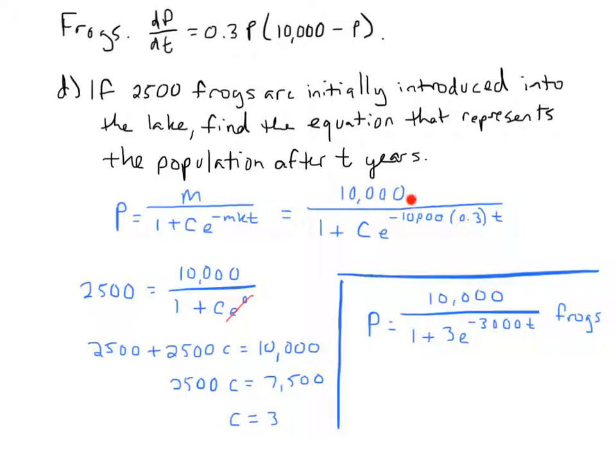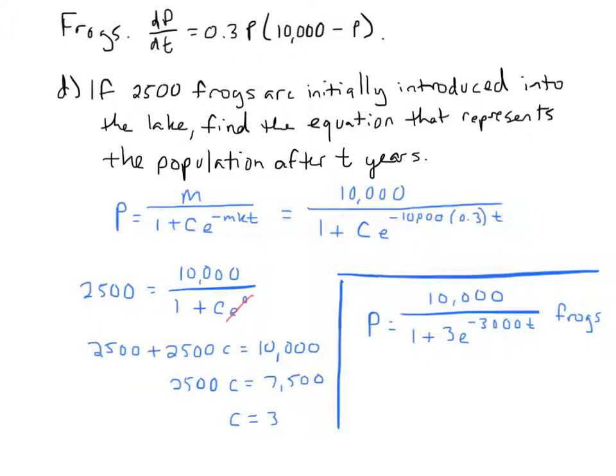Our maximum population is 10,000. So plug that in. k is 0.3. t, I don't know because I'm looking for the population after t years. Anyway, so this is my general formula, my general solution for the differential equation. And then they tell me that 2,500 frogs are initially introduced, and you might remember from physics, whenever you see initially, that means that time equals 0 at the beginning.